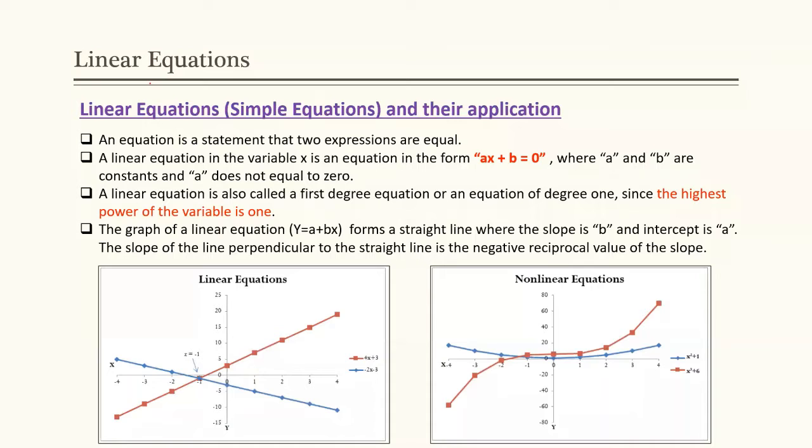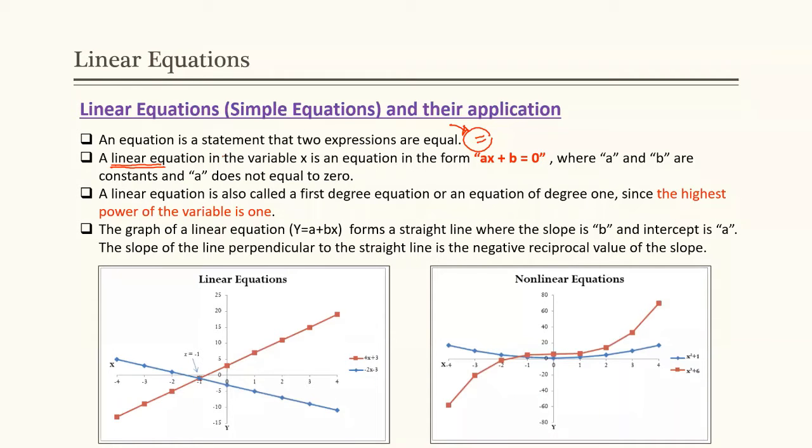So what it says here: an equation is a statement that two expressions are equal. That is why we use the equal sign. If there is an equal sign, it is an equation. It can be a linear equation, a simultaneous equation, or a quadratic equation. I told you there are different forms of equation. First, we are going to discuss linear equations.